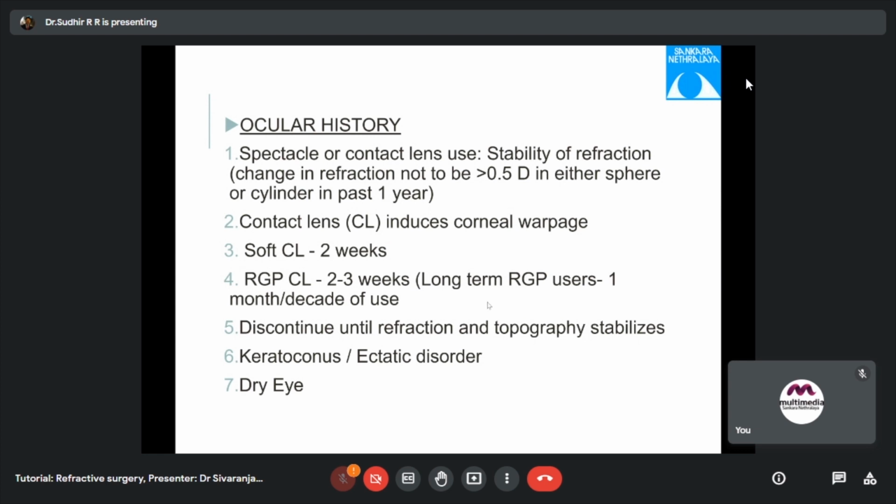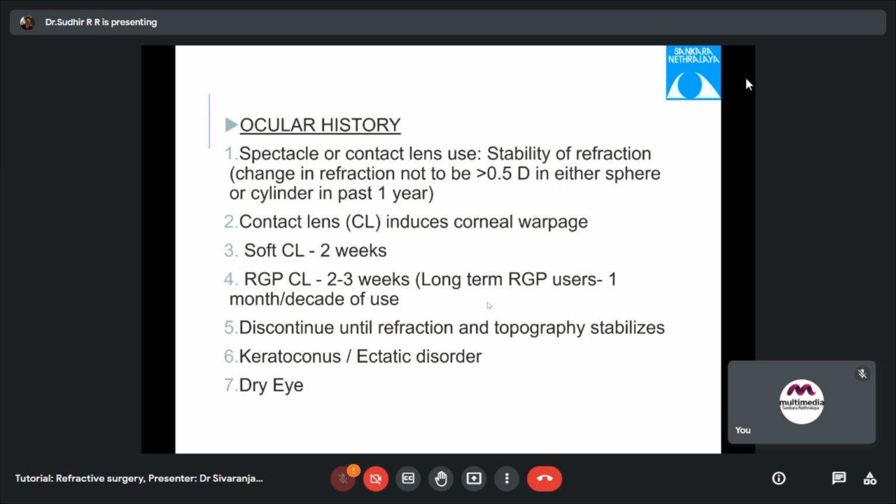So when the patient is using contact lens, we need to ask them to stop the lenses before they come for evaluation for refractive surgery. Because if they come and do not tell us, and there is an irregularity, the patient may not be eligible for the procedure. So that's why we need to discontinue. What other things can be caused by contact lens?